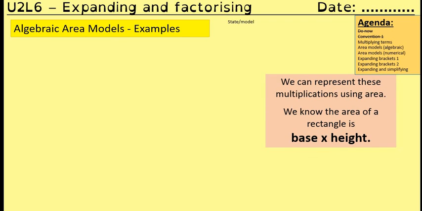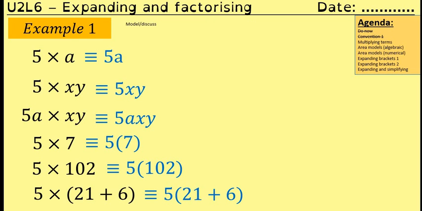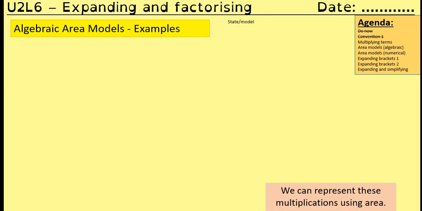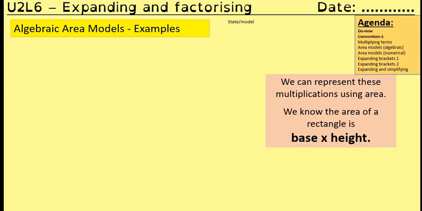We can represent these multiplications that we just looked at. So these multiplications, 5 times a, 5 times xy, 5 times 7, we can represent these multiplications using area.